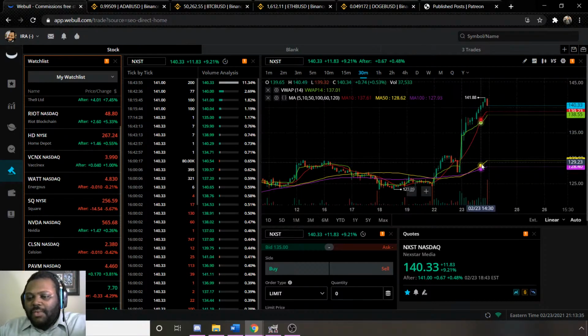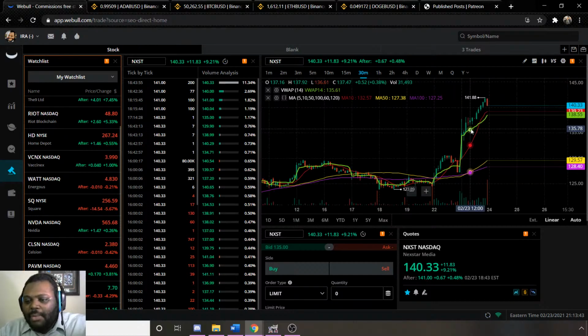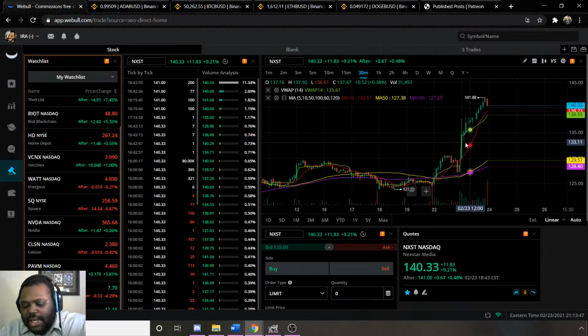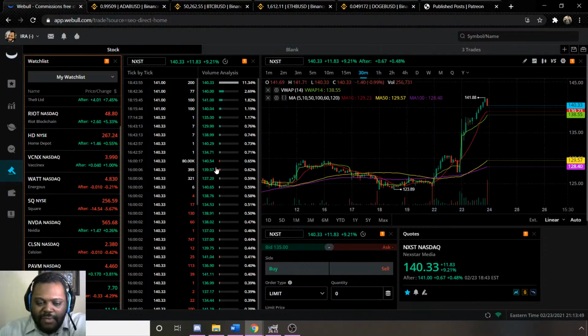Moving average 10 above 50 and 100. VWAP is below moving average 10, but it seems to be the trend that when the market opens, it shoots back up. So I'm thinking the same thing is going to happen tomorrow. The market's going to open, it's going to shoot back up. So I'm going to be looking to see what price range this one is going to be at for tomorrow.